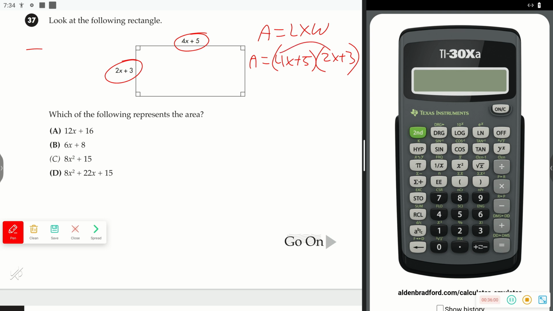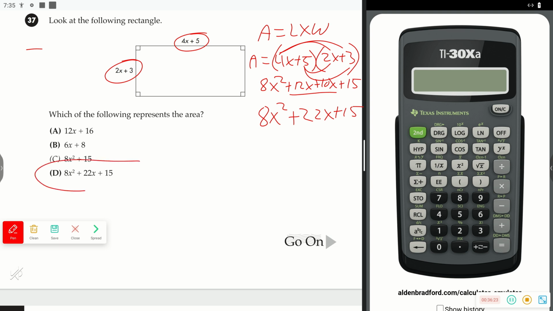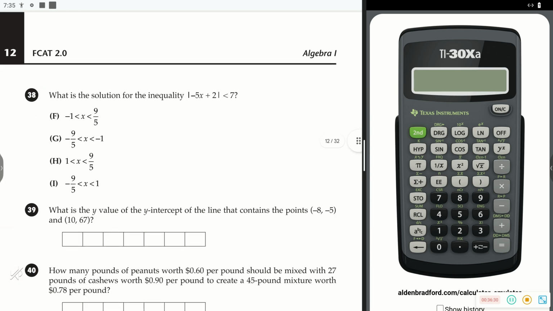So we're going to have 4x times 2x, which is 8x squared, and then 4x times 3 is going to be plus 12x. 5 times 2x is plus 10x. 5 times 3 is plus 15. We have to combine like terms: 8x squared plus 22x plus 15. And yeah, that matches this exactly. So the answer is D. That one was easy. Next one.